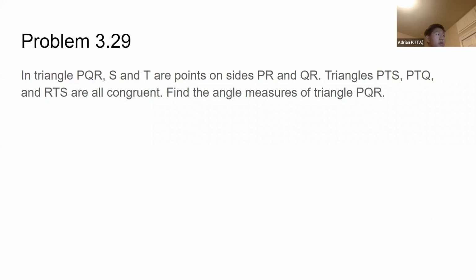Okay, in triangle PQR, S and T are points on sides PR and QR. Triangles PTS, PTQ, and RTS are all congruent. Find the angle measures of triangle PQR.